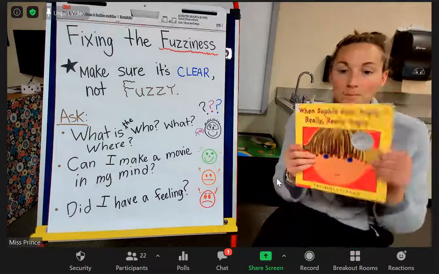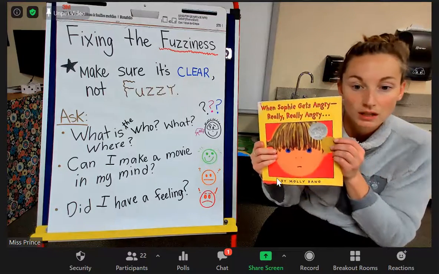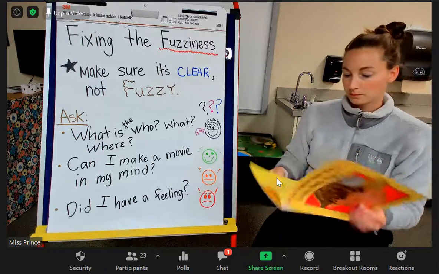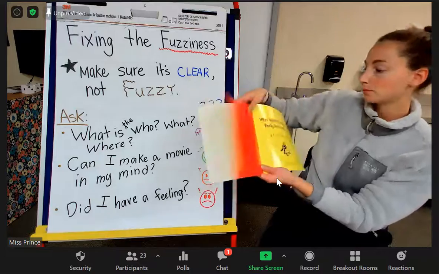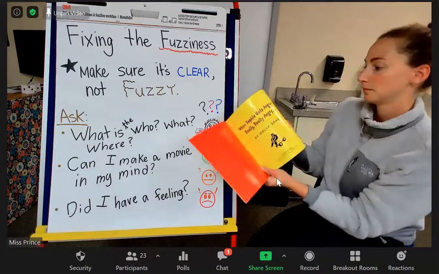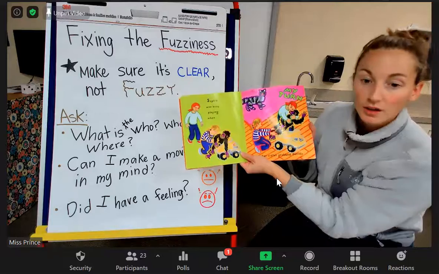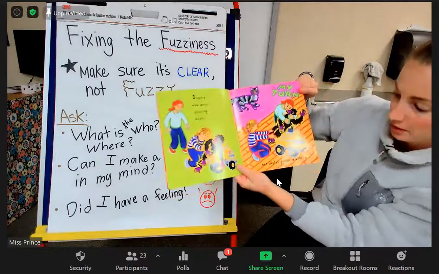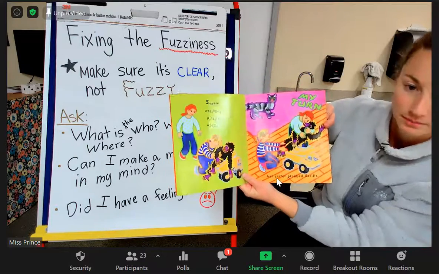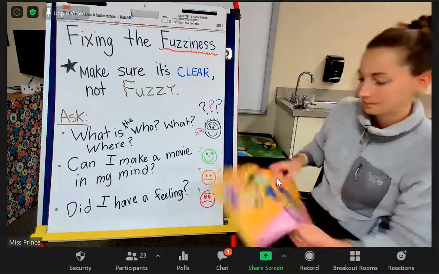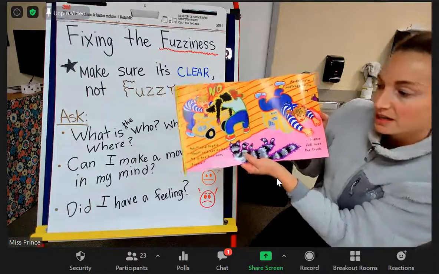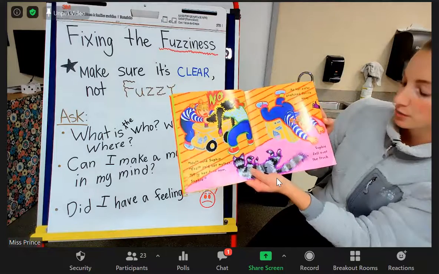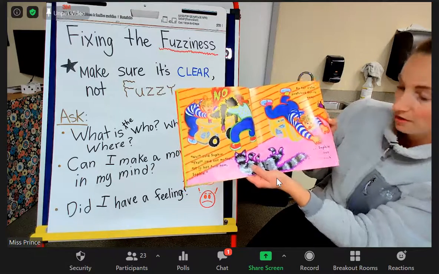So, here's my story. When Sophie gets angry, really, really angry. Sophie was busy playing when... My turn. Her sister grabbed the gorilla. No, said Sophie. Yes, said her mother. It's her turn now, Sophie. As her sister snatched Gorilla away, Sophie fell over the truck.